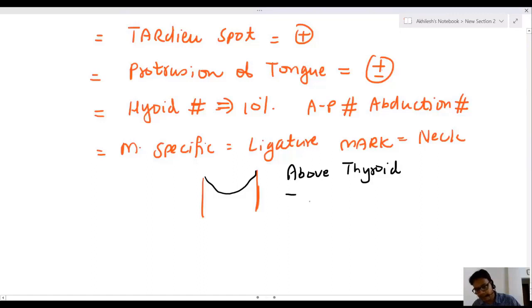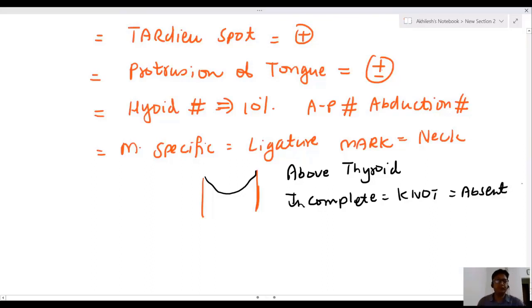Generally, this mark is incomplete. Why is it incomplete, sir? Because at the place of the knot, it is absent. And this ligature mark is a pressure abrasion.